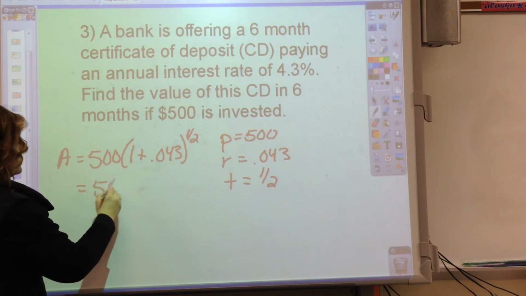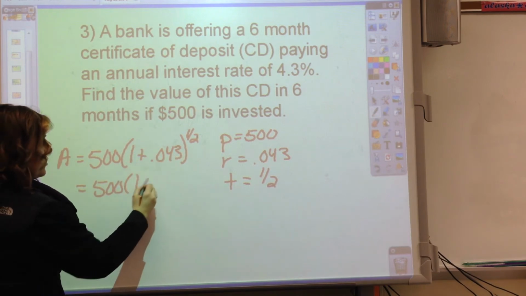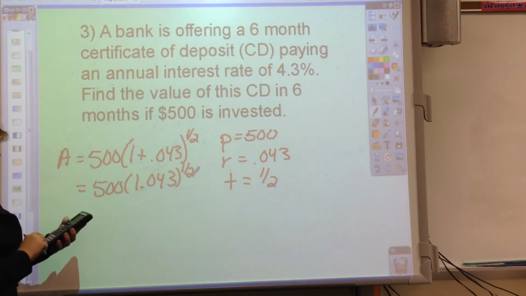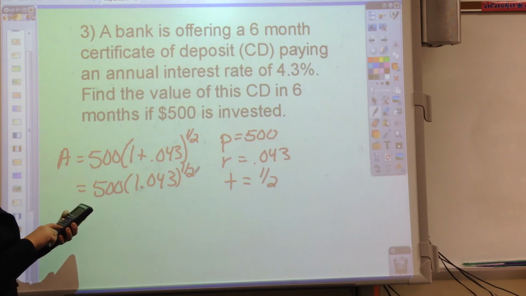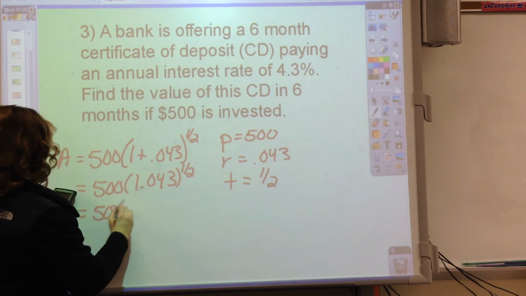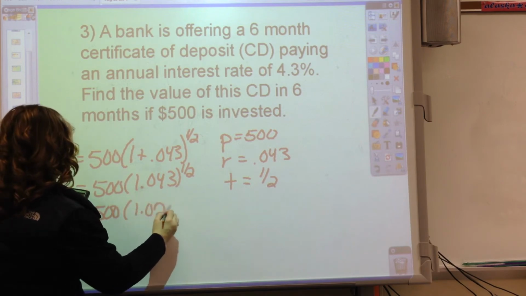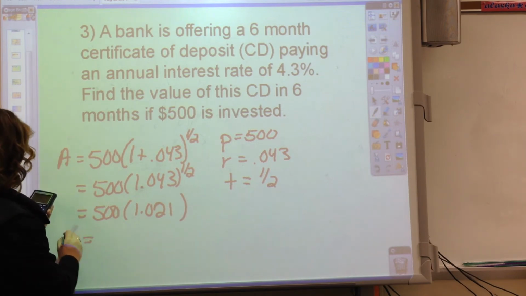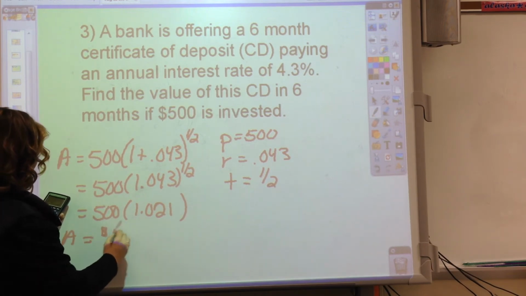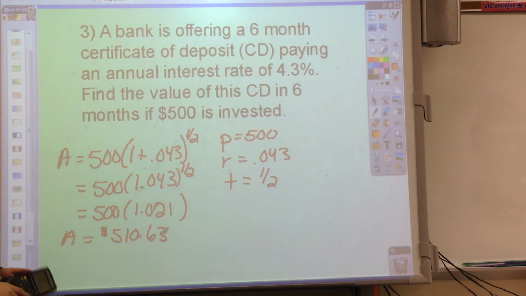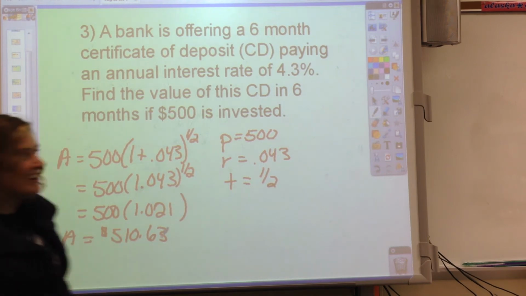Order of operations. It says I simplify here first. Then I do my exponent. 1.043 to the power of 0.5 or 1/2 gives me 500 times 1.021. Your end amount should be $510.63. So you got $10.63 out of the deal.